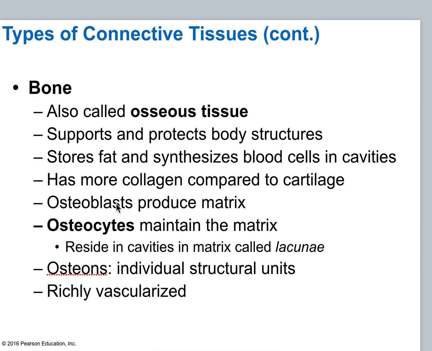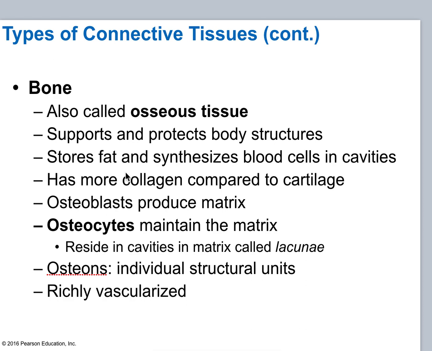Next tissue we're looking at is bone. Bone is also called osseous tissue. Let's list some of the functions of bone. A lot of this you probably are already aware of. It supports body structures. It stores fat, and blood cells are formed in the marrow of bones. Osteoblasts produce the bone matrix. Osteocytes maintain the bone matrix.